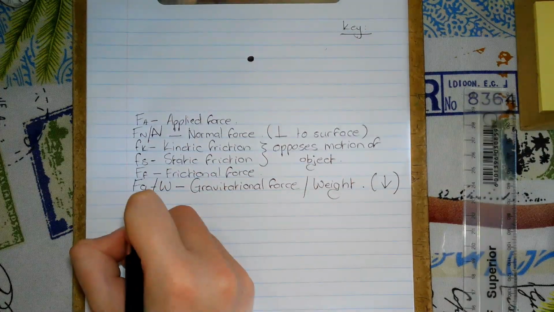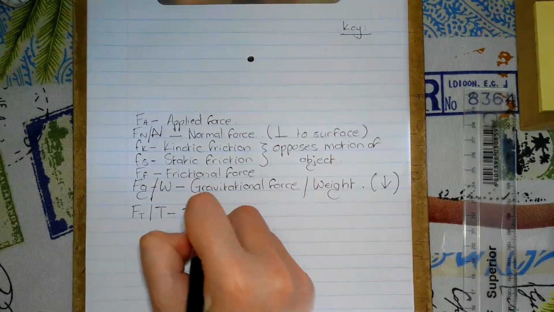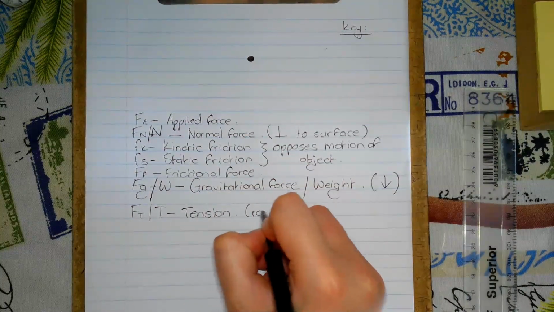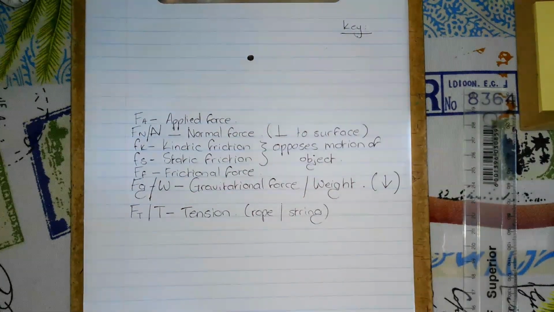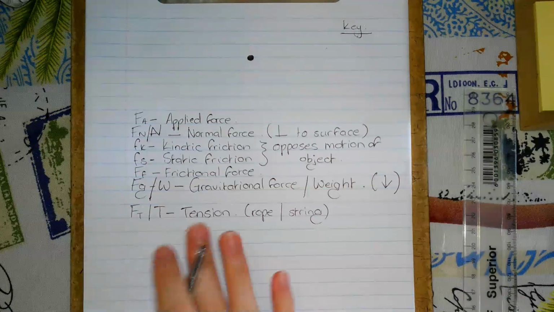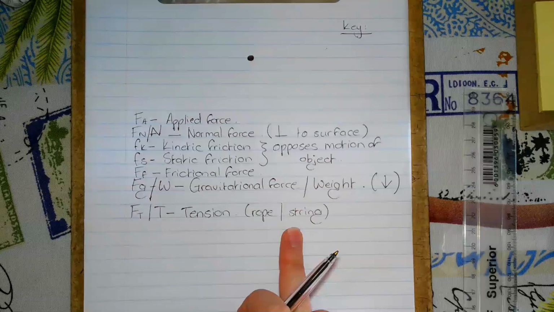Then we have T, or you could call it capital T, and this is tension. So tension is very similar to applied force, where you have a pull on an object. You're causing the object to move, but it's when there is a rope or a string involved. So if there is a rope or a string, you basically connect the string to the object and you pull it like that. That's when we'll have tension. So tension replaces applied force once you have a rope or string involved.